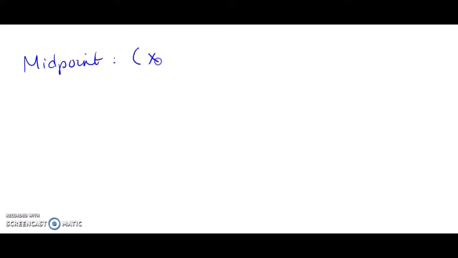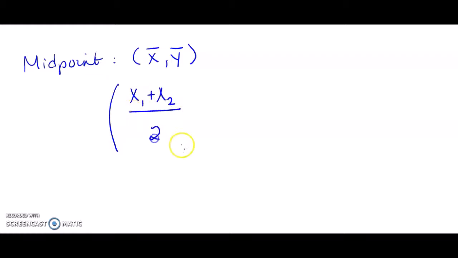So in order to find the midpoint, we need to find the average x and the average y. Mathematically, we could note that we are adding the two x's and dividing by 2, and adding the two y's and dividing by 2.